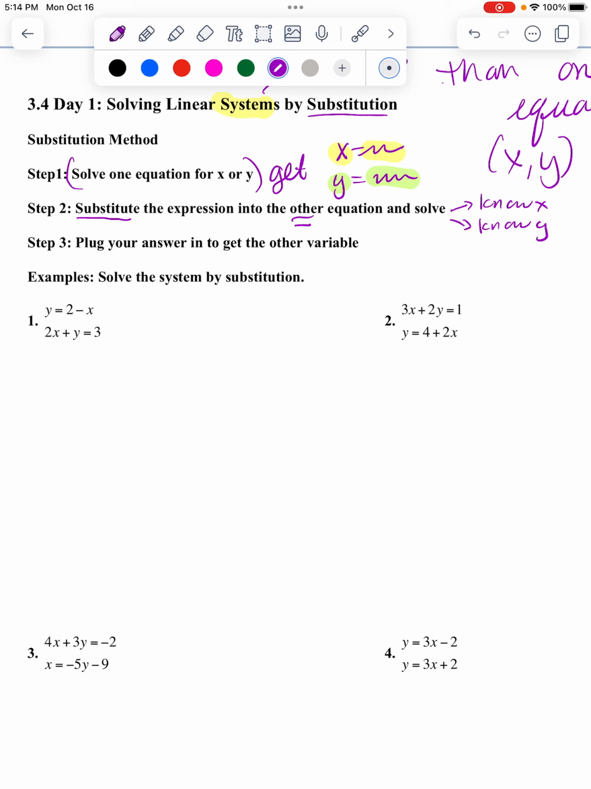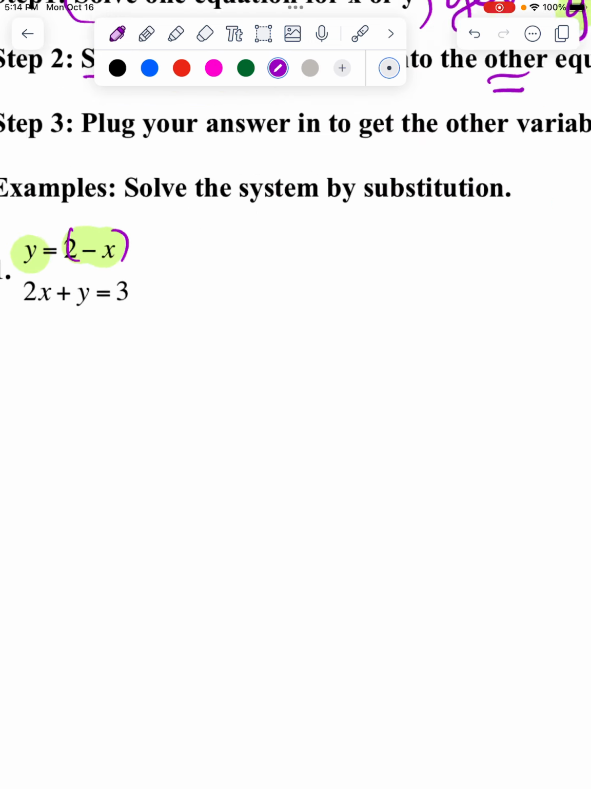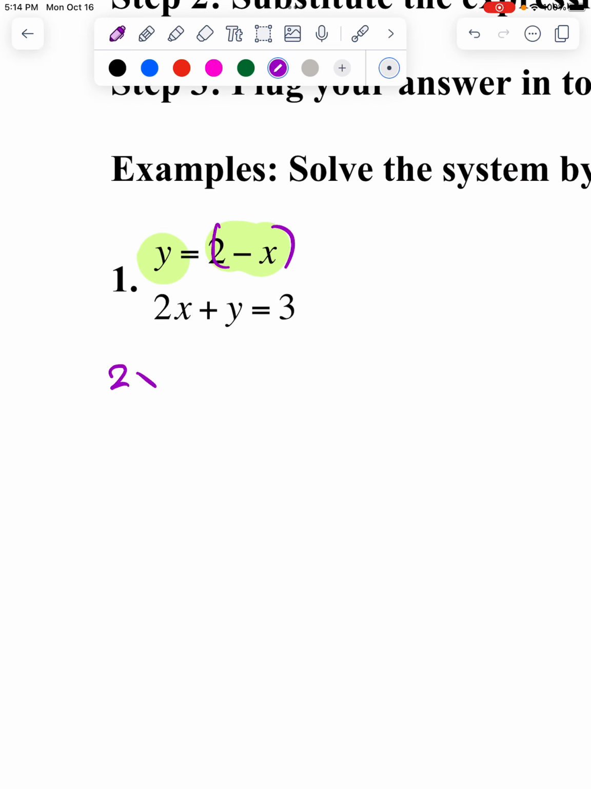Now, you don't always have to do work to get x or y alone, because for example, this one is y equals 2 minus x. There already is one alone. What that means is that y is the same as 2 minus x. So in this second equation, where there used to be a y, I'm going to put a 2 minus x. Now in this problem, the parentheses are kind of meaningless because there's nothing in front, but sometimes there is.